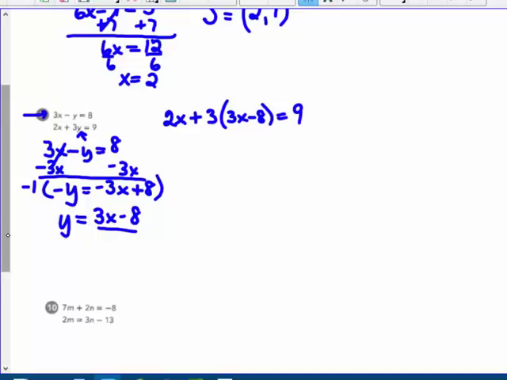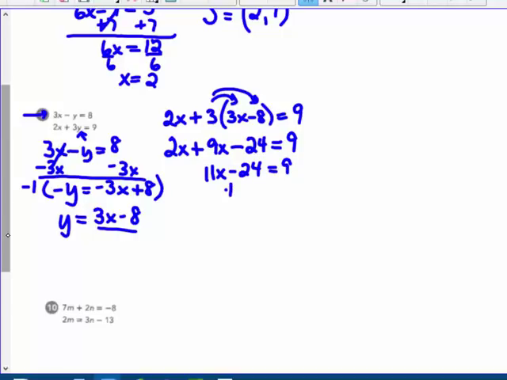This definitely would be an easier problem to eliminate rather than substitute, but we have to do what it says using substitution. So we get 2x plus 9x minus 24 equals 9. Combining like terms, I get 11x minus 24 equals 9. I'm going to add 24 to both sides, and I get 11x equals 33. Well, that's nice. Dividing by 11, I get x equals 3.